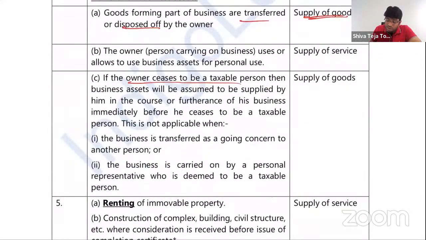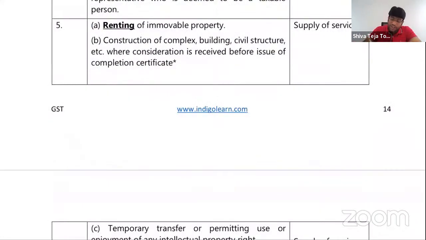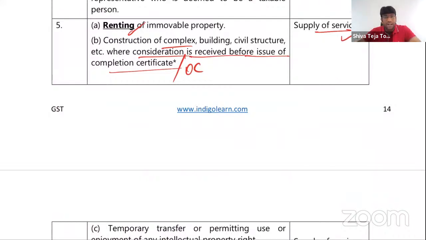Next point, if the owner ceases to be a taxable person, that means he is foregoing his registration. Sir, we know that registration is mandatory in general when aggregate turnover exceeds 10 lakh, 20 lakh, 40 lakhs. But one fine day, if he is going for cancellation of registration, the law is telling, please get yourself cancelled, no problem. But whatever stock is there, on that stock, please pay tax and then walk out. And that is clearly known as supply of goods. No doubt about it. Renting of property, that is supply of service. Construction of a complex where consideration is received before completion certificate or occupancy certificate, that is also supply of service and it becomes taxable.